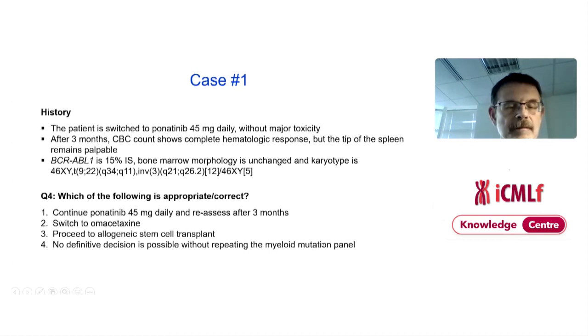I would argue that this is now a clear indication for an allogeneic transplant, because what has happened under ponatinib selective pressure is that what's been selected is this inversion 3 positive clone. And there's a good chance that the patient actually has acquired what we would refer to as BCR-ABL independent resistance. So this clone will not go away with the BCR-ABL TKI.